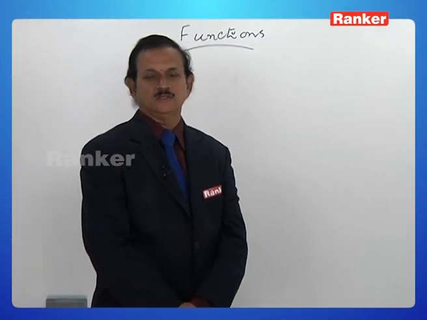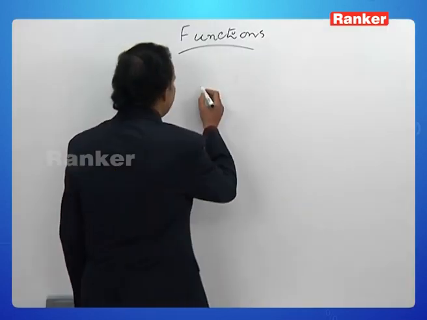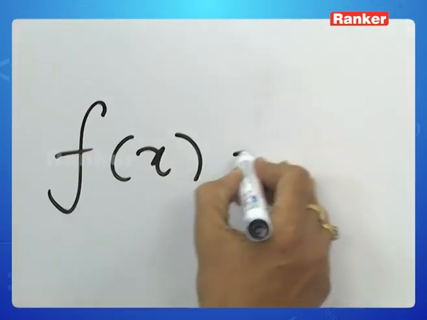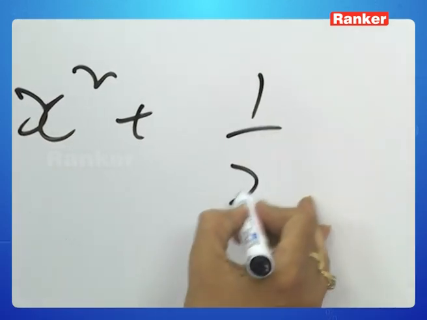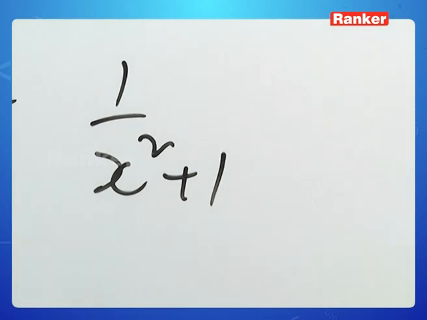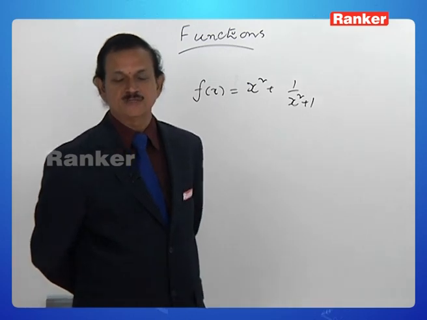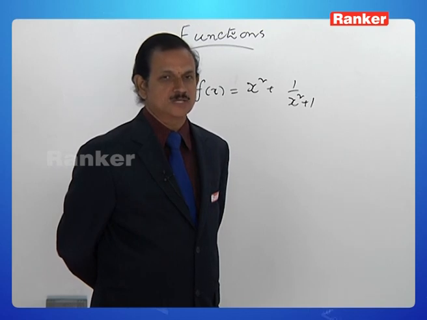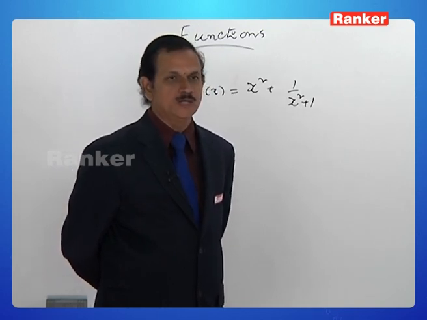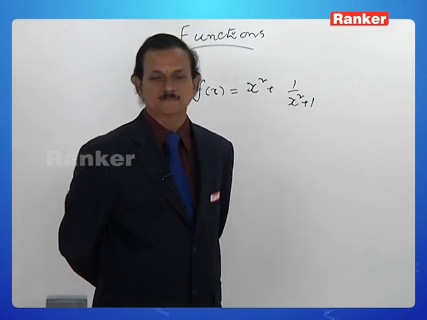In the next question, we are now asked to find the range of a special function. What is the function given? F of x is equal to x square plus 1 by x square plus 1. The first option is closed interval 1 to infinity. Second option is closed interval 2 to infinity. Third option is closed interval 3 by 2 to infinity. And the fourth option is open interval minus infinity to infinity.